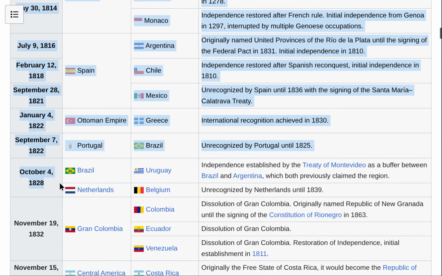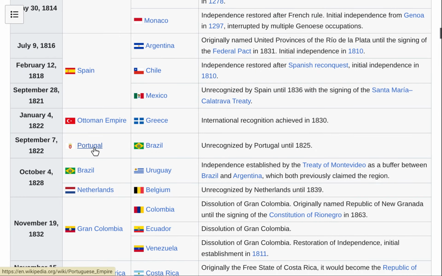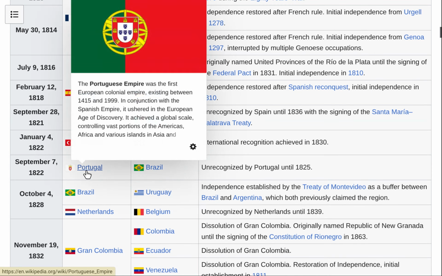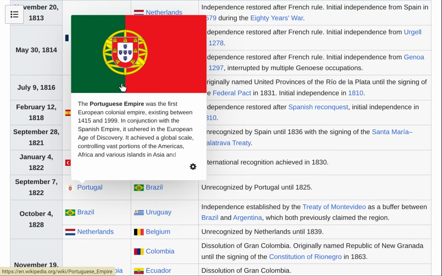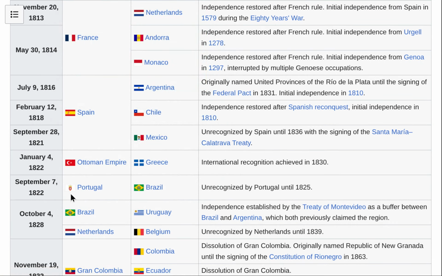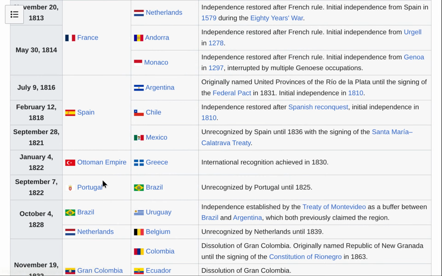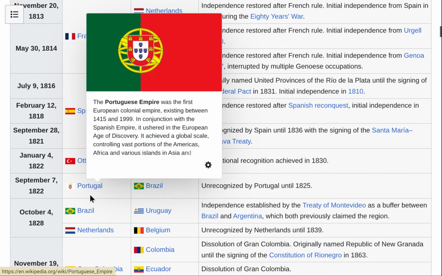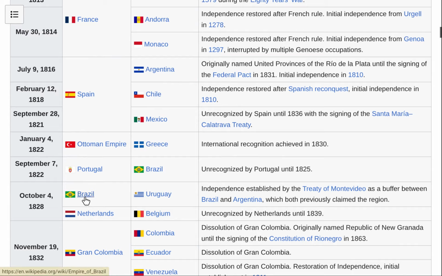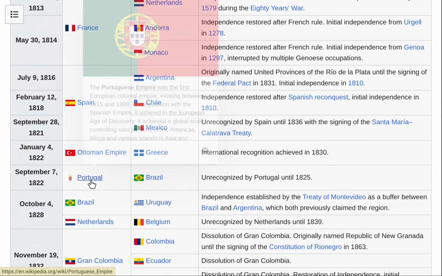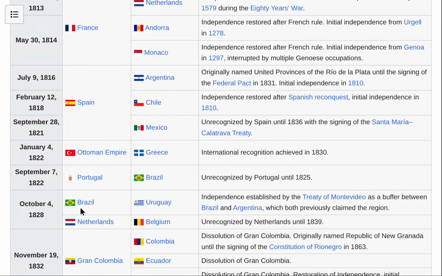On September 7th, 1822, this is what the Portugal flag... Wait, that's not... I'm not saying that this is what the Portugal flag looks like now, but if you see down here, it doesn't. And this is what the old Brazil flag was, the Empire of Brazil. Brazil gained independence from Portugal, which is pretty cool. But guess what gained independence from Brazil? Uruguay. So that means Portugal technically owned Uruguay if it owned Brazil, which is pretty cool.